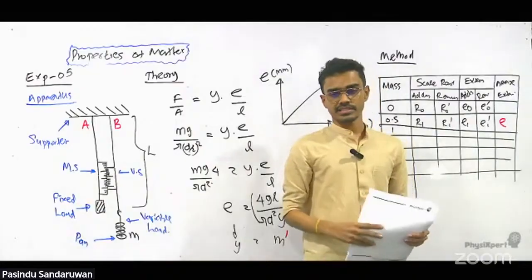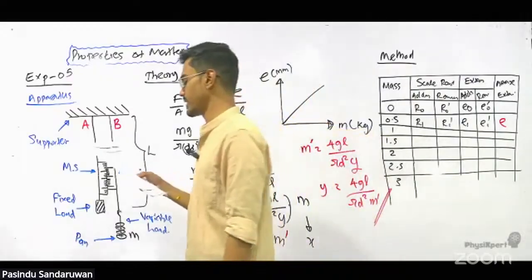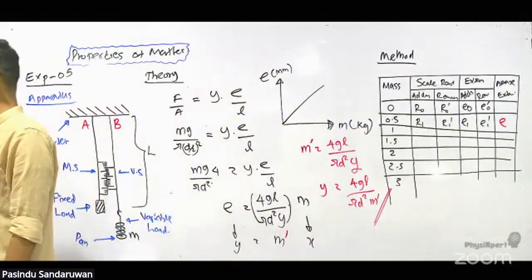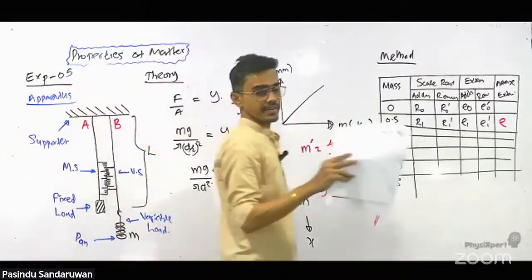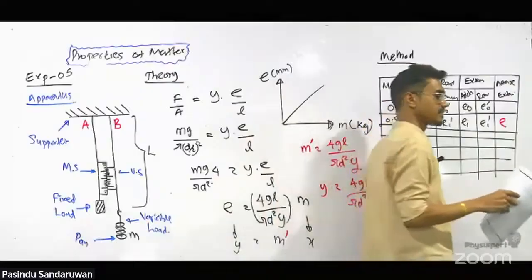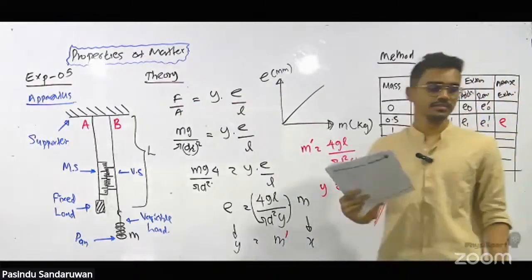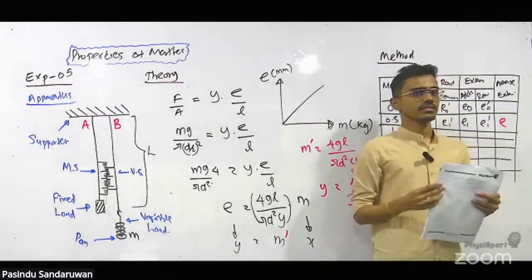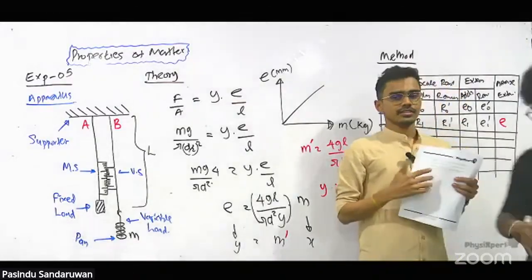Take the diameter in two perpendicular directions, at three different places on the wire.